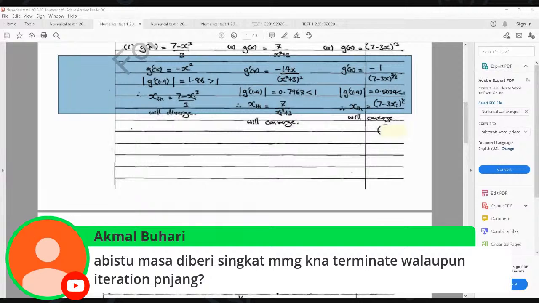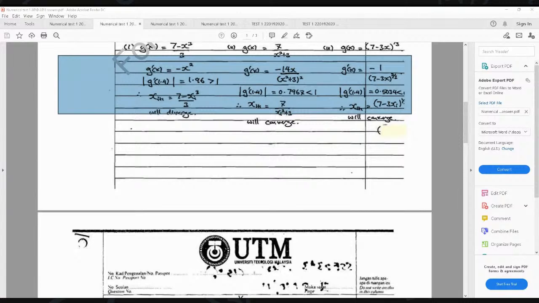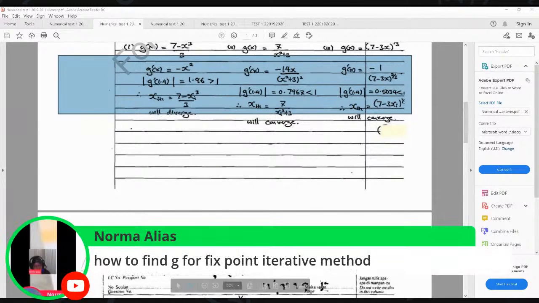Once the short time is up, you must terminate even if the iteration is long. Yes, if you can't get the solution, if the solution diverges, you just terminate. Go to another question, because don't waste your time. That's why you need to develop a good iteration which converges, with the iteration not more than 10.